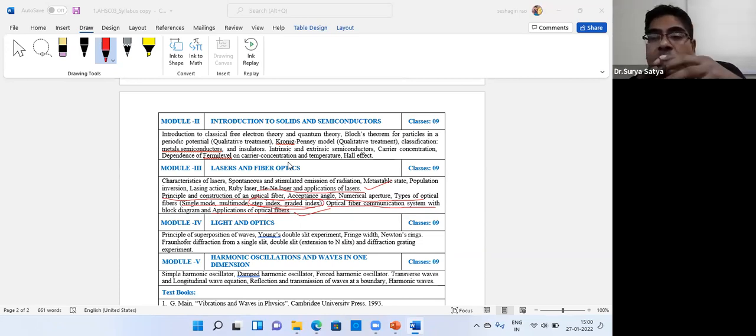Numerical aperture is nothing but the light gathering ability of the fiber. So that is called numerical aperture. Numerical aperture is nothing but sin theta m max. So theta m maximum means the maximum angle of acceptance. That is given by the root of n1 square minus n2 square, where n1 square minus n2 square is nothing but the difference between the two refractive indexes. One is the refractive index of the core and n2 is the refractive index of the cladding.